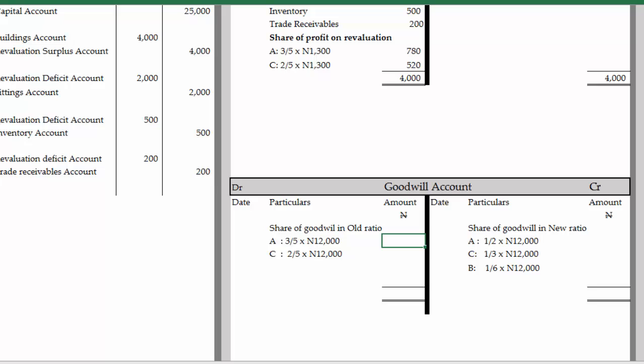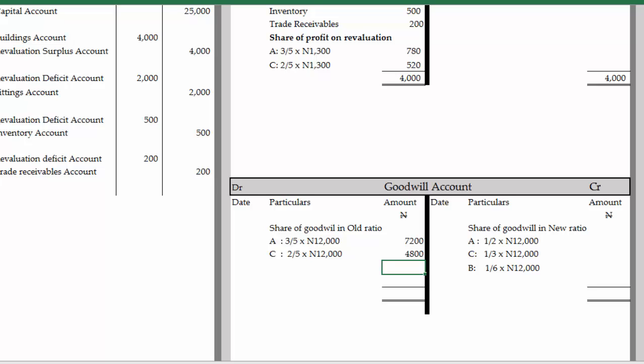So, share of goodwill in old profit sharing ratio. A, we get 3/5, which is 3 over 5 multiplied by 12,000, and that gives 7,200. For C, we get 2/5, which is 2 over 5 multiplied by 12,000, and that gives 4,800.